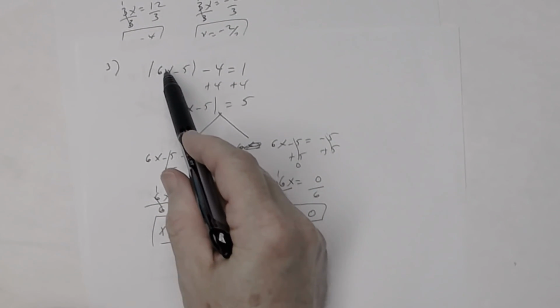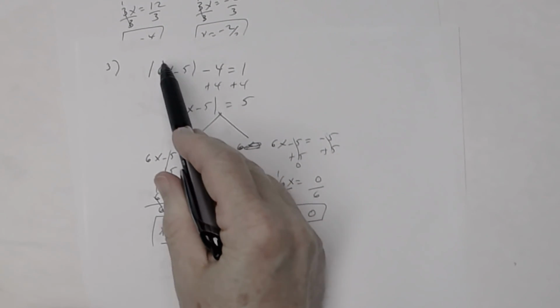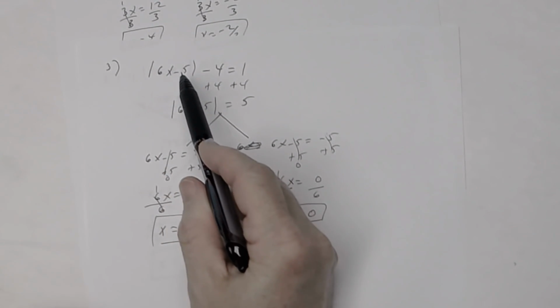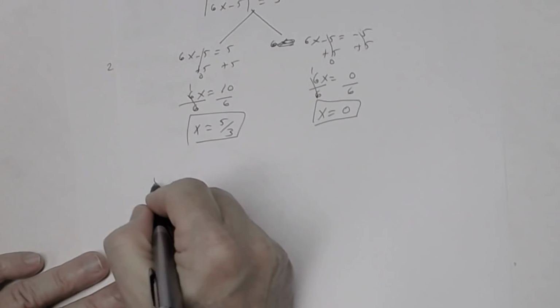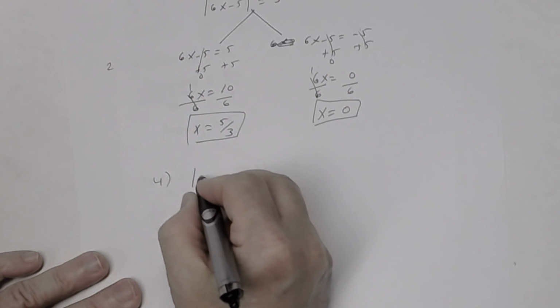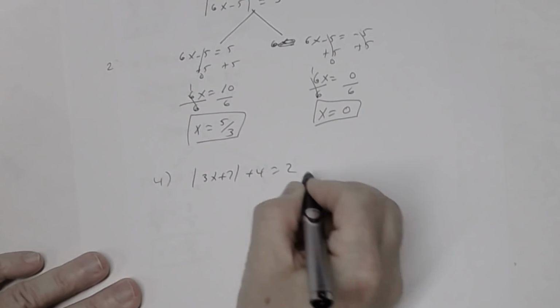6 times 0 is 0. 0 subtract 5 is a negative 5. The absolute value of negative 5 is a positive 5. 5 minus 4 is 1. And then finally, number 4. Number 4, you had this: the absolute value of 3x plus 7, plus 4, equal 2.